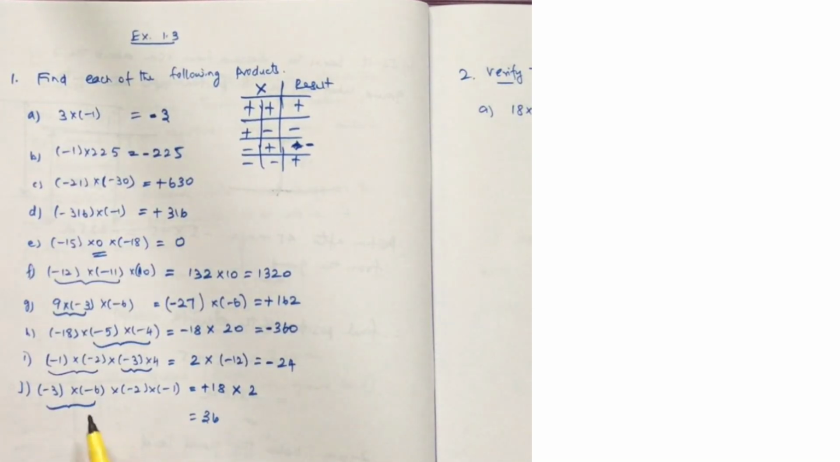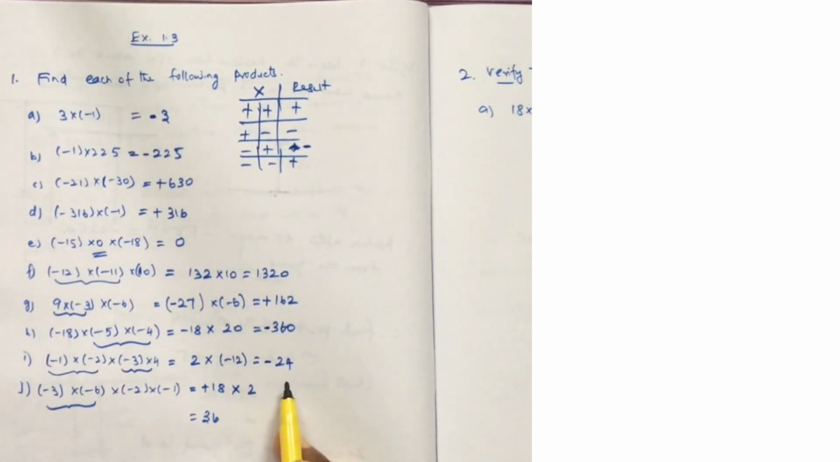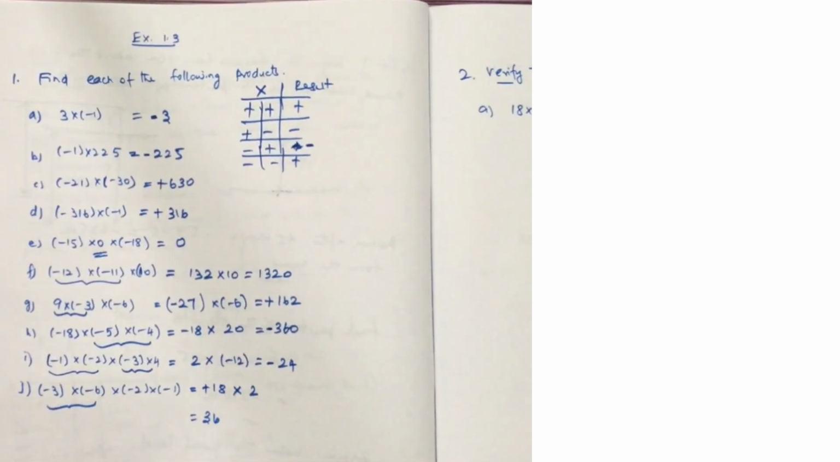Okay, we can also check: the number of negative integers here is 4, which is even. In last class we studied, if the number of negative integers is even, then the product should be positive. Here the number of negative integers is odd, 1 2 3. So if the number of negative integers is odd, then the product is negative. In that way also we can check.